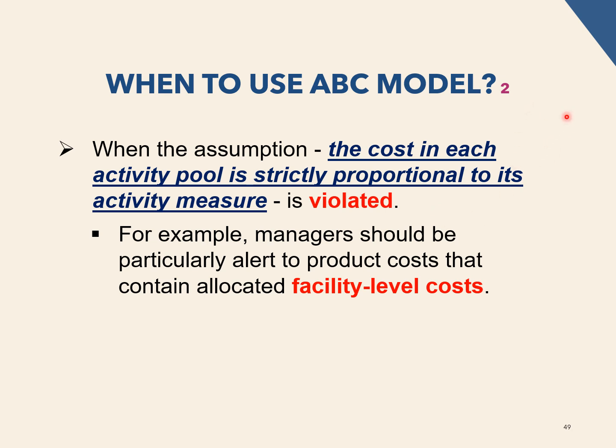One last thing to mention about when to use the ABC model: when the assumption that the cost in each activity pool is strictly proportional to its activity measure is violated. For example, managers should be particularly alert to product costs that contain allocated facility level costs.